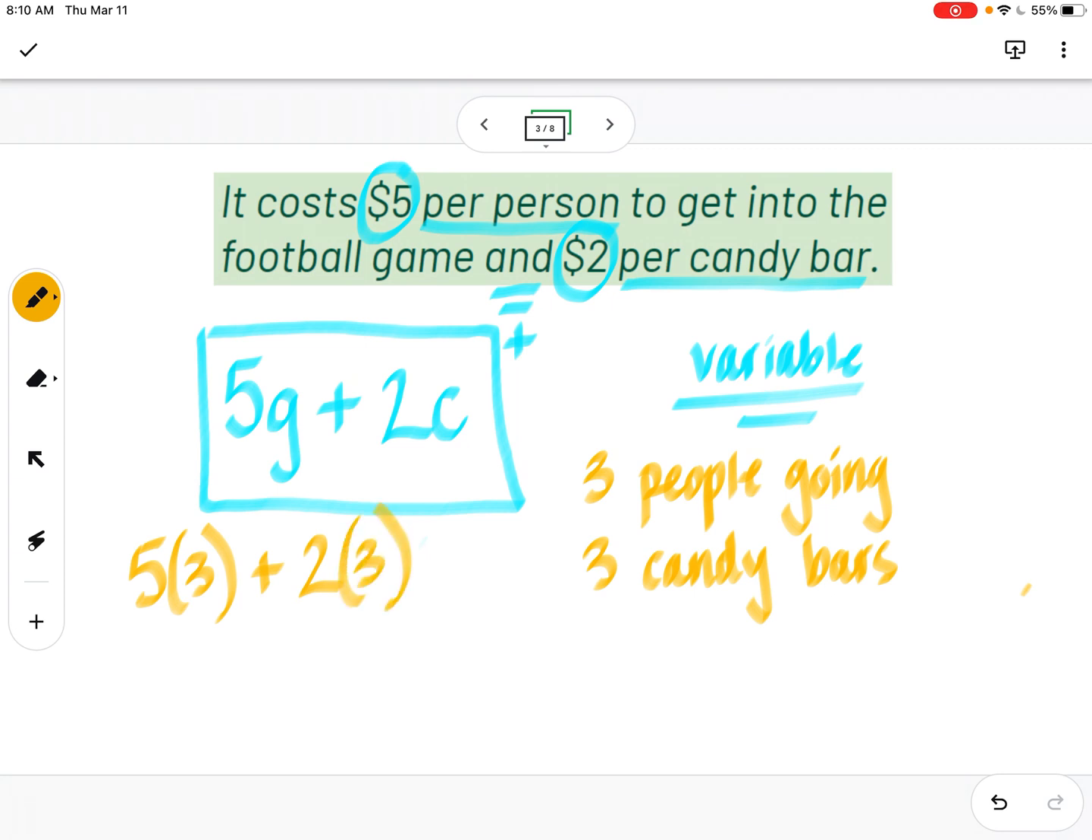And then in this scenario, the total amount we would spend, 5 times 3 is 15, plus 2 times 3 is 6. The total amount we would spend in that scenario is $21. All right? So hopefully that helps you understand and set up that problem in your assignment.